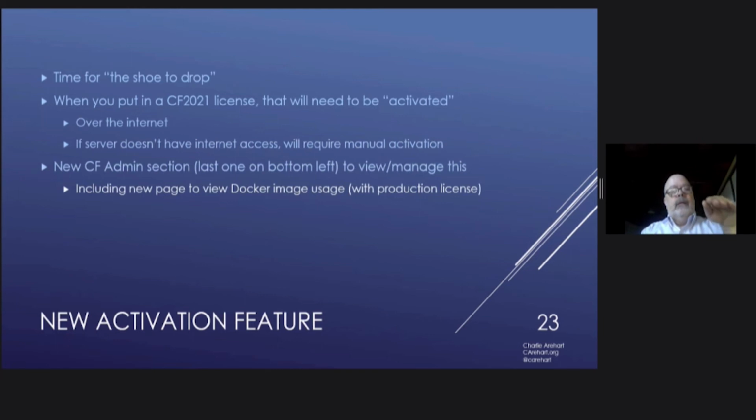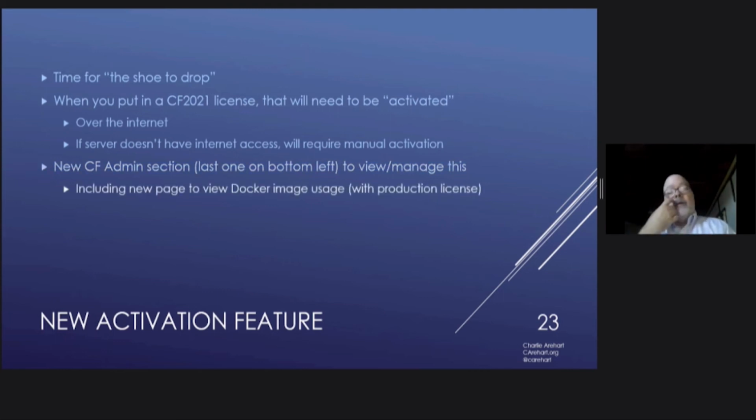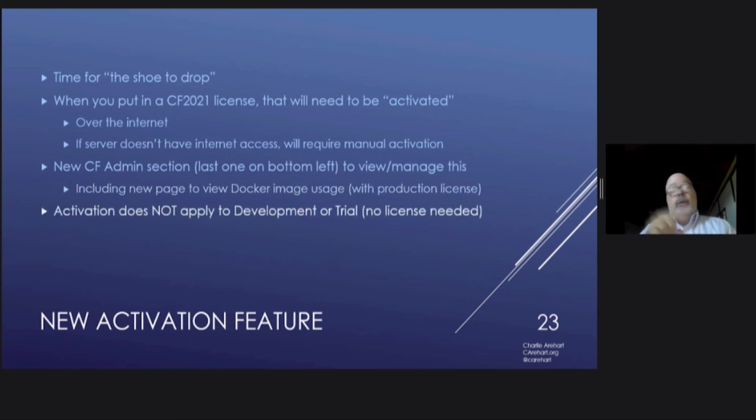And then as far as the tracking of your use of a license and how many servers are using it, you can also now track how many Docker images are using that production license key. So anyway, check that stuff out. Cool thing though, keep this in mind. If you're just doing the development edition or the trial edition, you don't need to put in a license, so activation doesn't apply to you. This is just if you put in a standard or enterprise license key. That does now need to be activated. And again, that's discussed in the docs, and you can find that readily by just searching ColdFusion 2021 activation, and you'll find discussion of it.